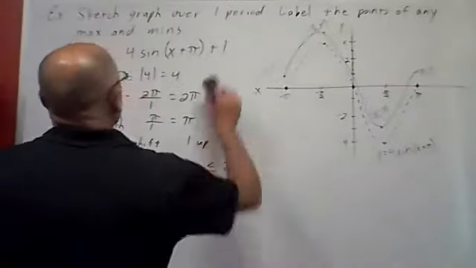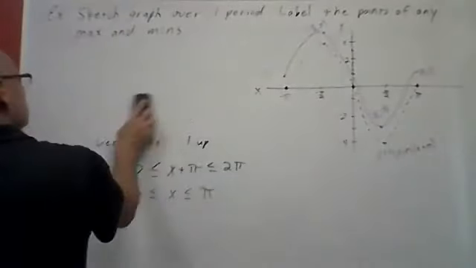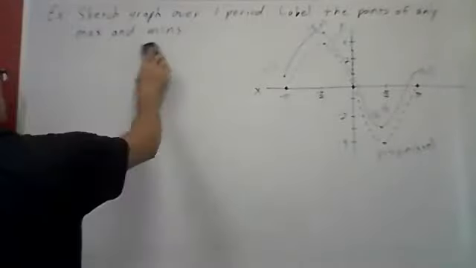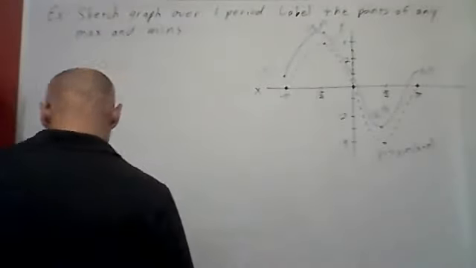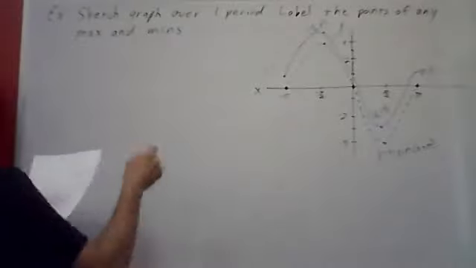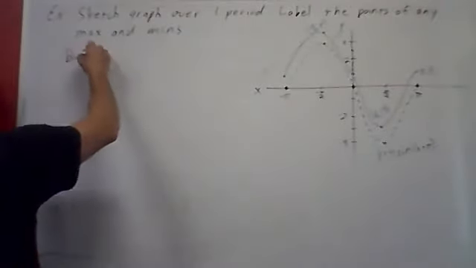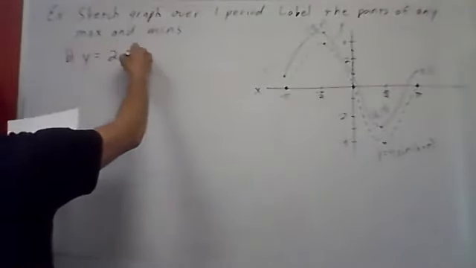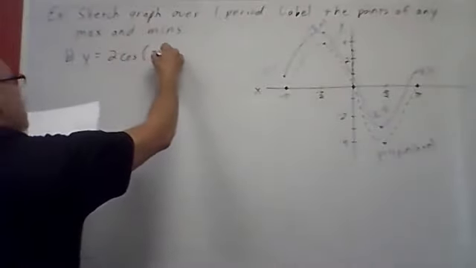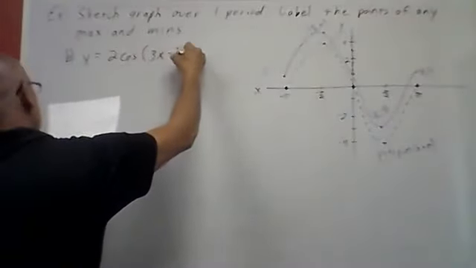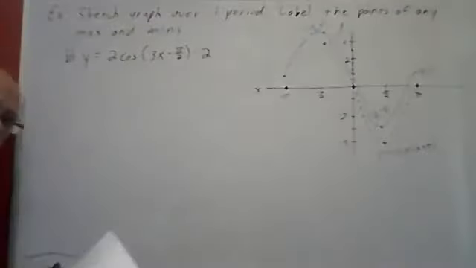How about B? B isn't beautiful. This stuff's beautiful, right? Well, maybe not. Maybe it's ugly to you. All right, y is equal to 2 times the cosine of 3x minus pi over 2, minus 2, like this. Let's look at sketching this graph.